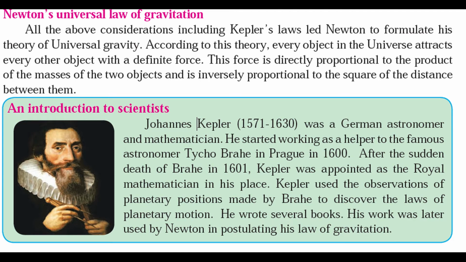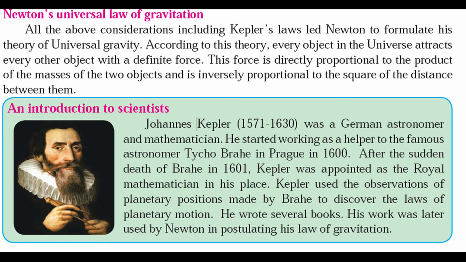Now let's look at Newton's universal law of gravitation, a very important law. All the above considerations, including Kepler's laws, led Newton to formulate his theory of universal gravity. According to this theory, every object in the universe attracts every other object with a definite force, and this force is proportional to the product of the masses of the two objects and is inversely proportional to the square of the distance between them.